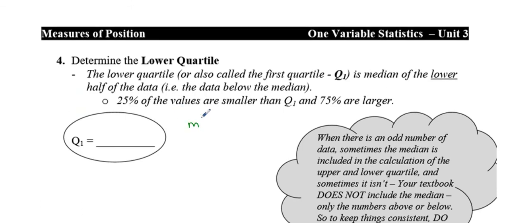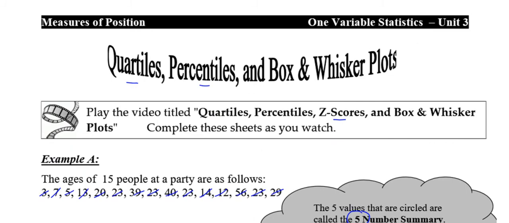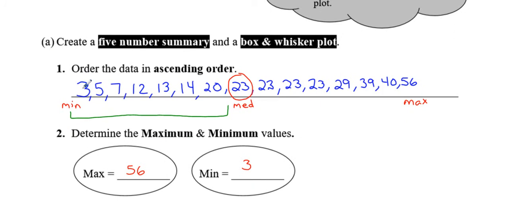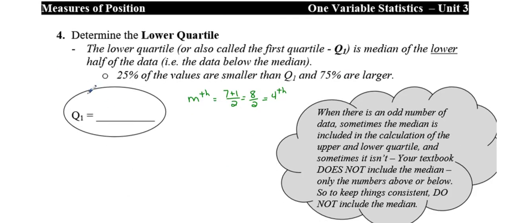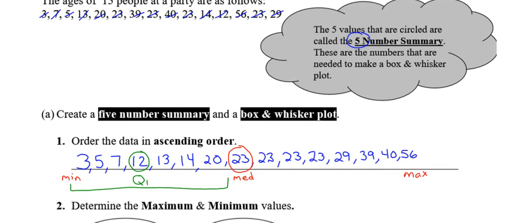So its position, you find it the same way. You just pretend that the top half of the data doesn't exist. So we have 7 pieces of data below the median, plus 1 divided by 2 equals 8 divided by 2, which is 4, which means the lower quartile is the 4th piece of data. 1, 2, 3, 4. So that number there is Q1, the lower quartile. So the lower quartile was, what was it? It was 12.